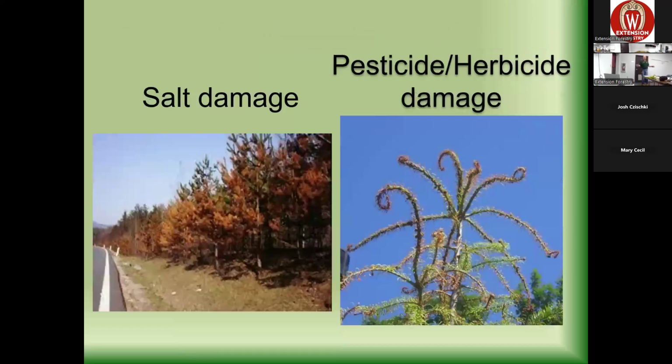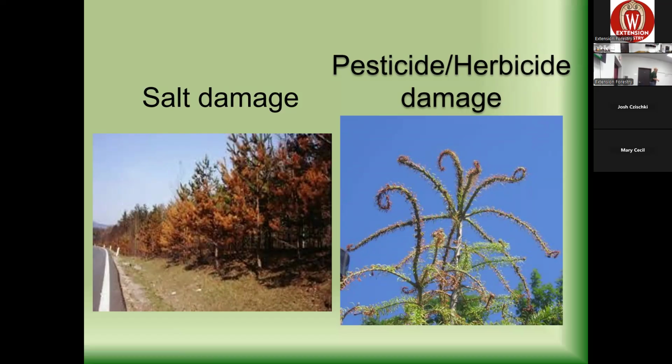Again, we have no control over any of that stuff. Salt damage along roads, so again, if you have properties that border roads, don't be surprised to see damage to trees that are too close to the road and are getting sprayed by salt, or overspray, or just mistakenly, if you misuse a herbicide or pesticide on the wrong application in the wrong area.